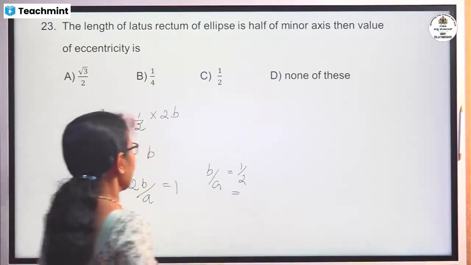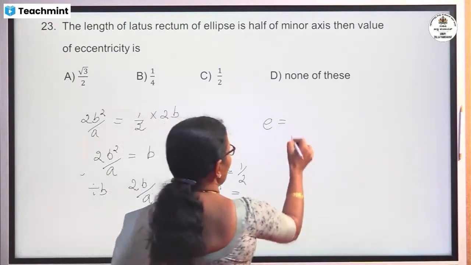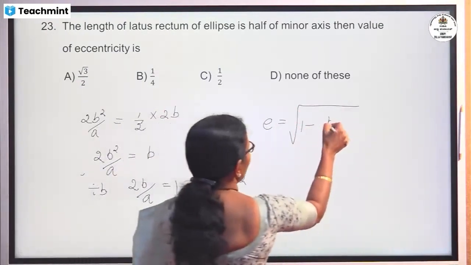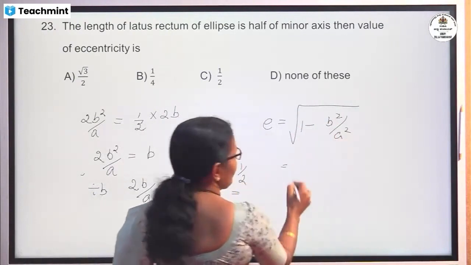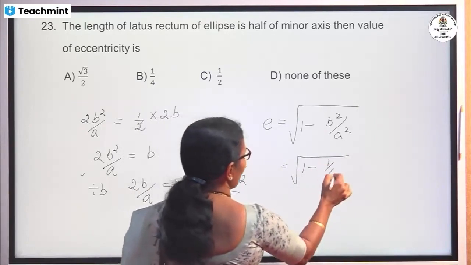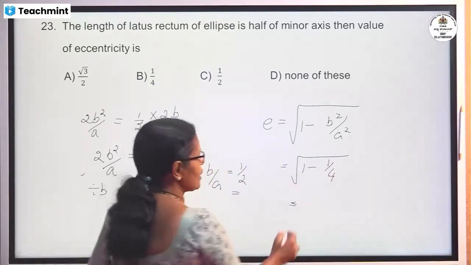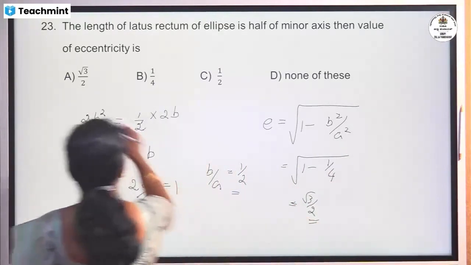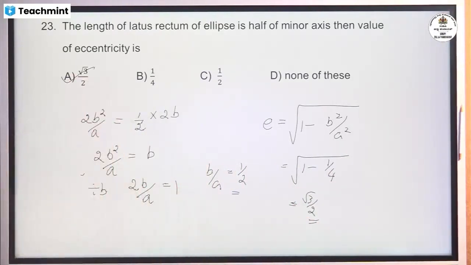Now we require the eccentricity. E is equal to square root of, in an ellipse, 1 minus b square by a square, which is square root of 1 minus 1 by 4. When we simplify this one, we get root 3 by 2. The correct answer is root 3 by 2. A is the first option.